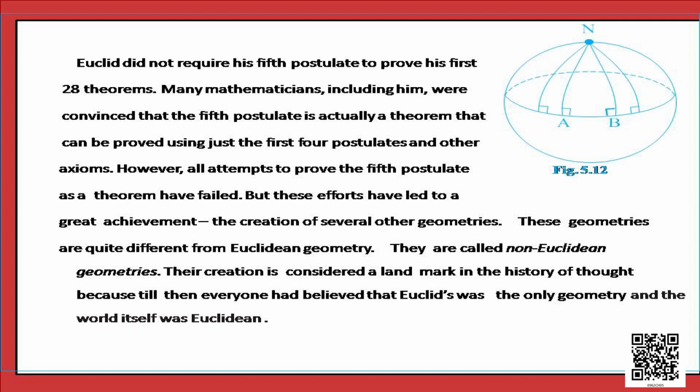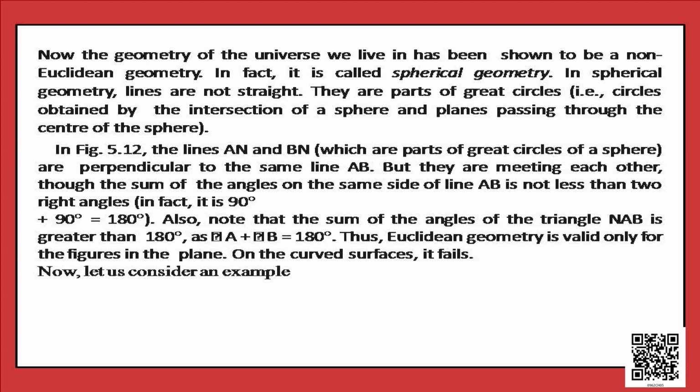Their creation is considered a landmark in the history of thought because till then everyone had believed that Euclid's was the only geometry and the world itself was Euclidean. Now the geometry of the universe we live in has been shown to be non-Euclidean. In fact, it is called spherical geometry. In spherical geometry, lines are not straight. They are parts of great circles, circles obtained by the intersection of a sphere and planes passing through the center of the sphere.